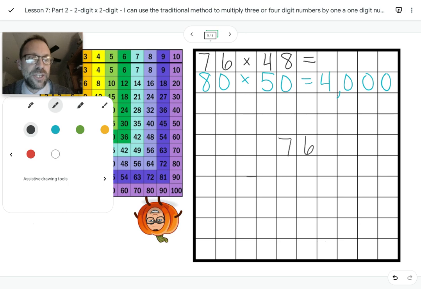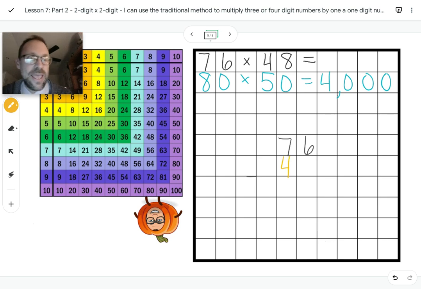All right, and then I'm going to change colors so we can keep the same pattern and color coding here. I'm going to put the digit in the tens place, the 4, in yellow, and the digit in the ones place, the 8, in red. All right, so let's go ahead and finish off setting this problem up by adding our multiplication symbol and our equal sign. And now we can start.